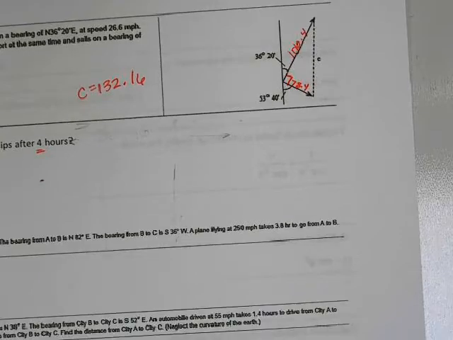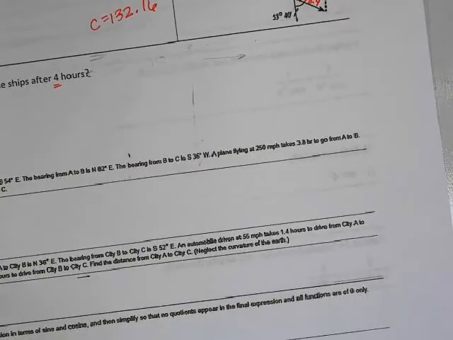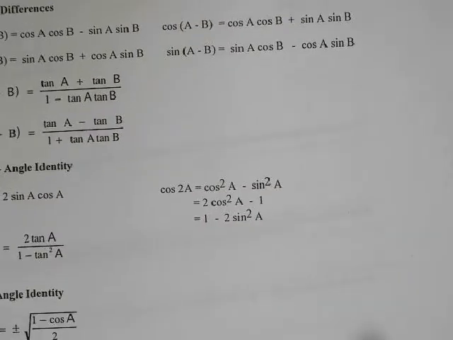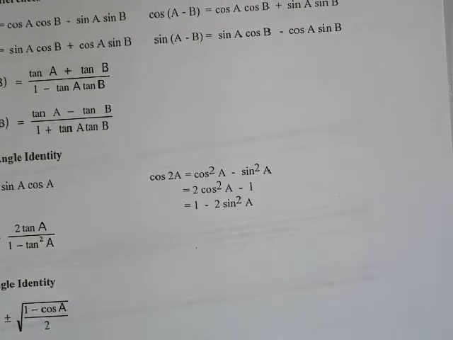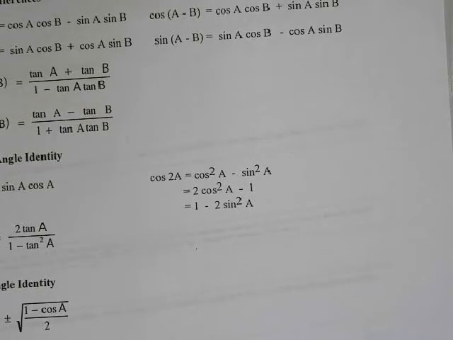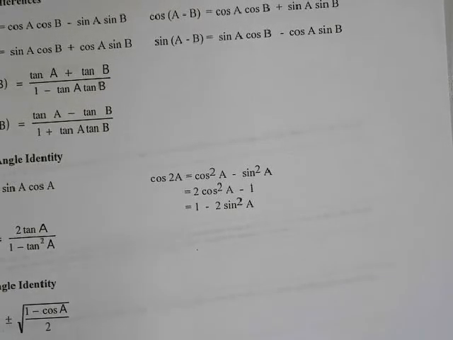All right, so let's move on to these identity problems. Okay, this is the formula sheet. This is the exact formula sheet that you'll have. So all of these, you don't have to know off the top of your head. The ones you need to know are the three Pythagoreans, the reciprocals, and the even-odd identities.